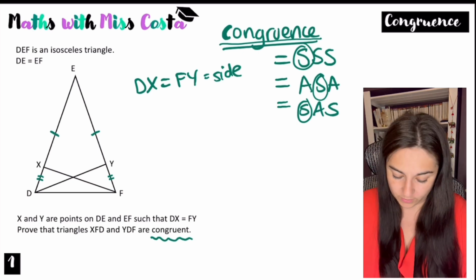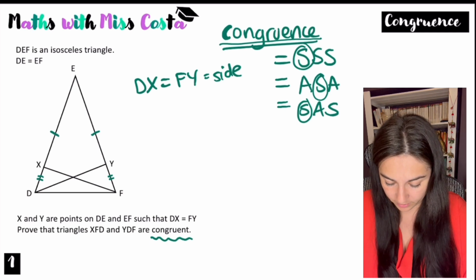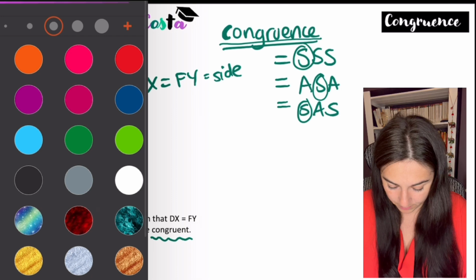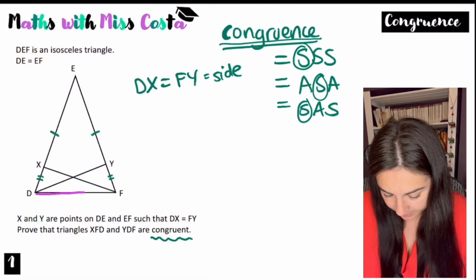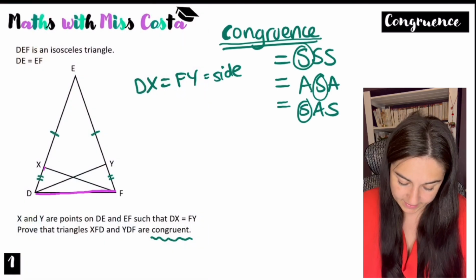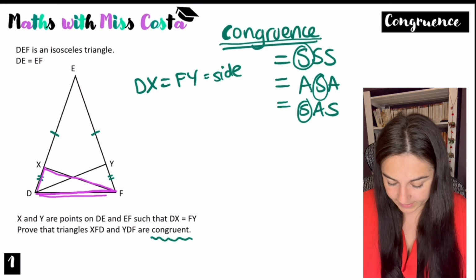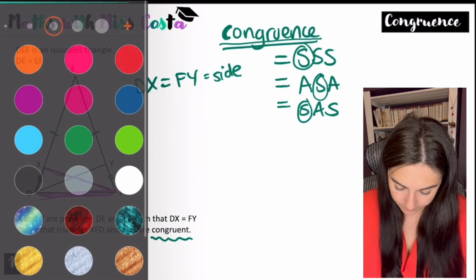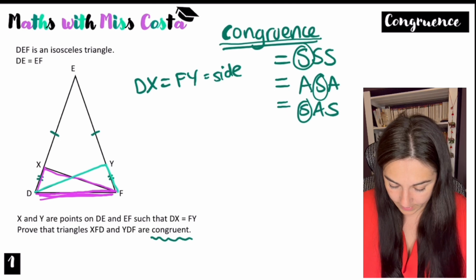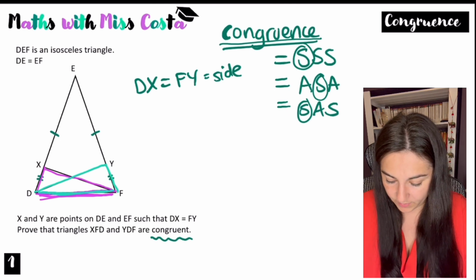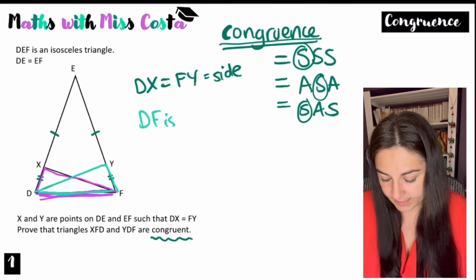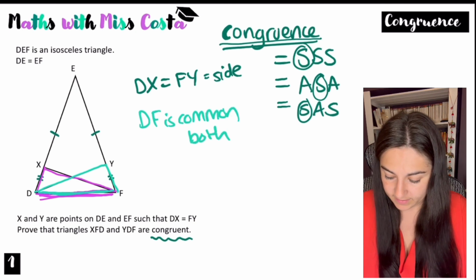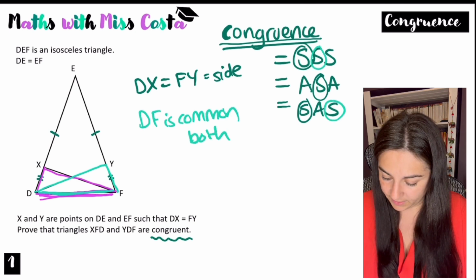Okay, so I've got that one side. What could I prove next? Well, I know that both of the triangles share this side here. So this triangle here, obviously this is the side over there. And for this triangle here, that also shares this side here. So DF is common to both. So once again, that's another side. So that is satisfied and that is satisfied.